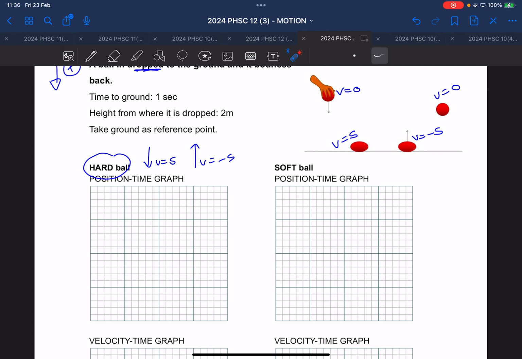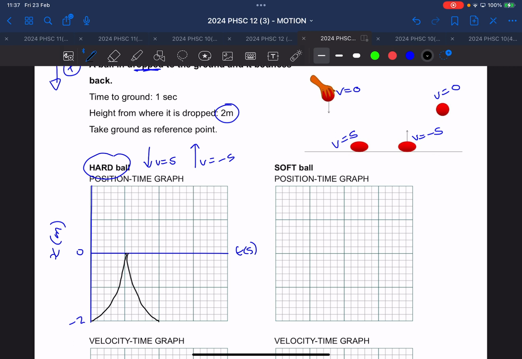So wait a minute. I'm going to draw it quickly. So we start up. No? So we start in the negative. We start in the negative. How far did it drop? 2 meters. So you start at -2 meters. And then it goes in the positive direction, to 0, to the ground. And then it is dropped again. Not dropped again, then it goes up again.